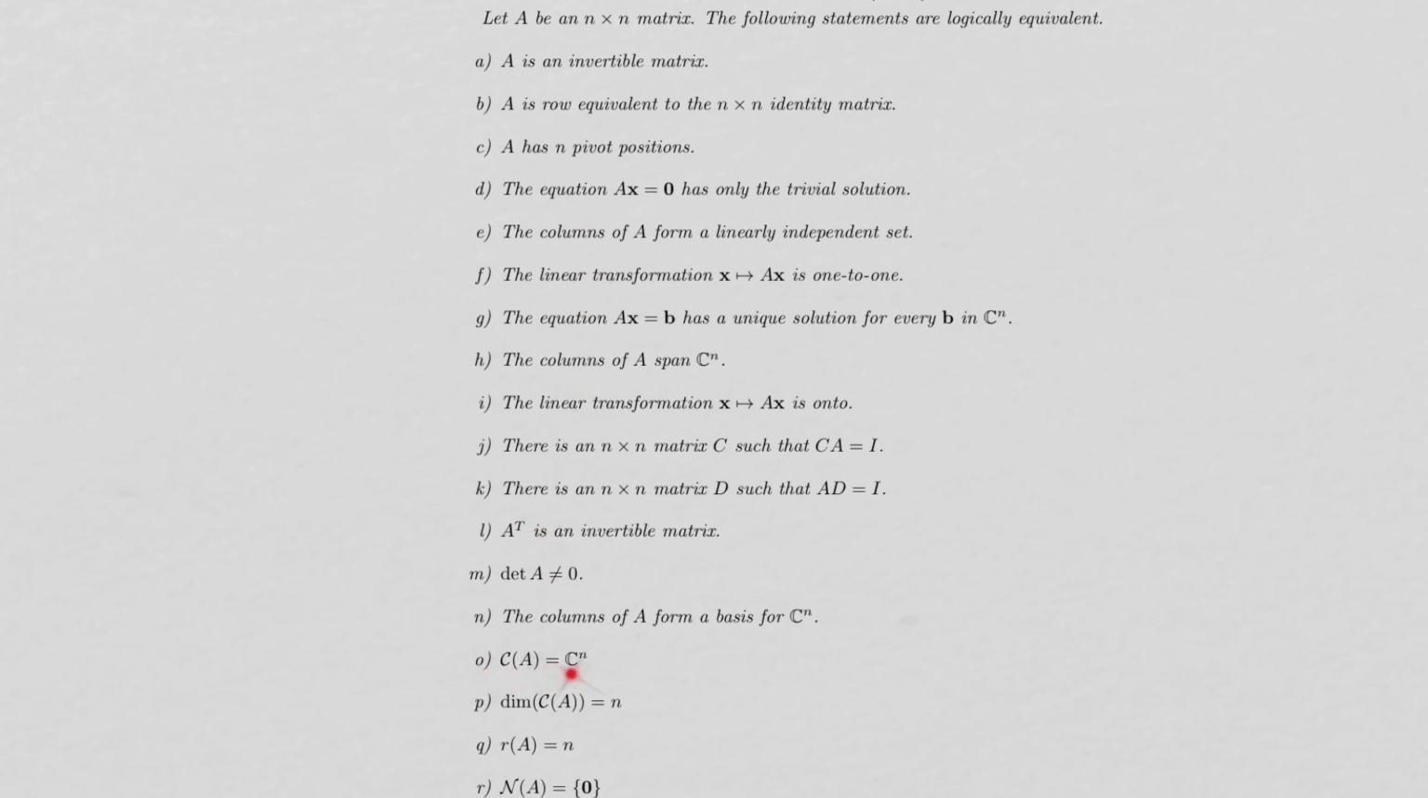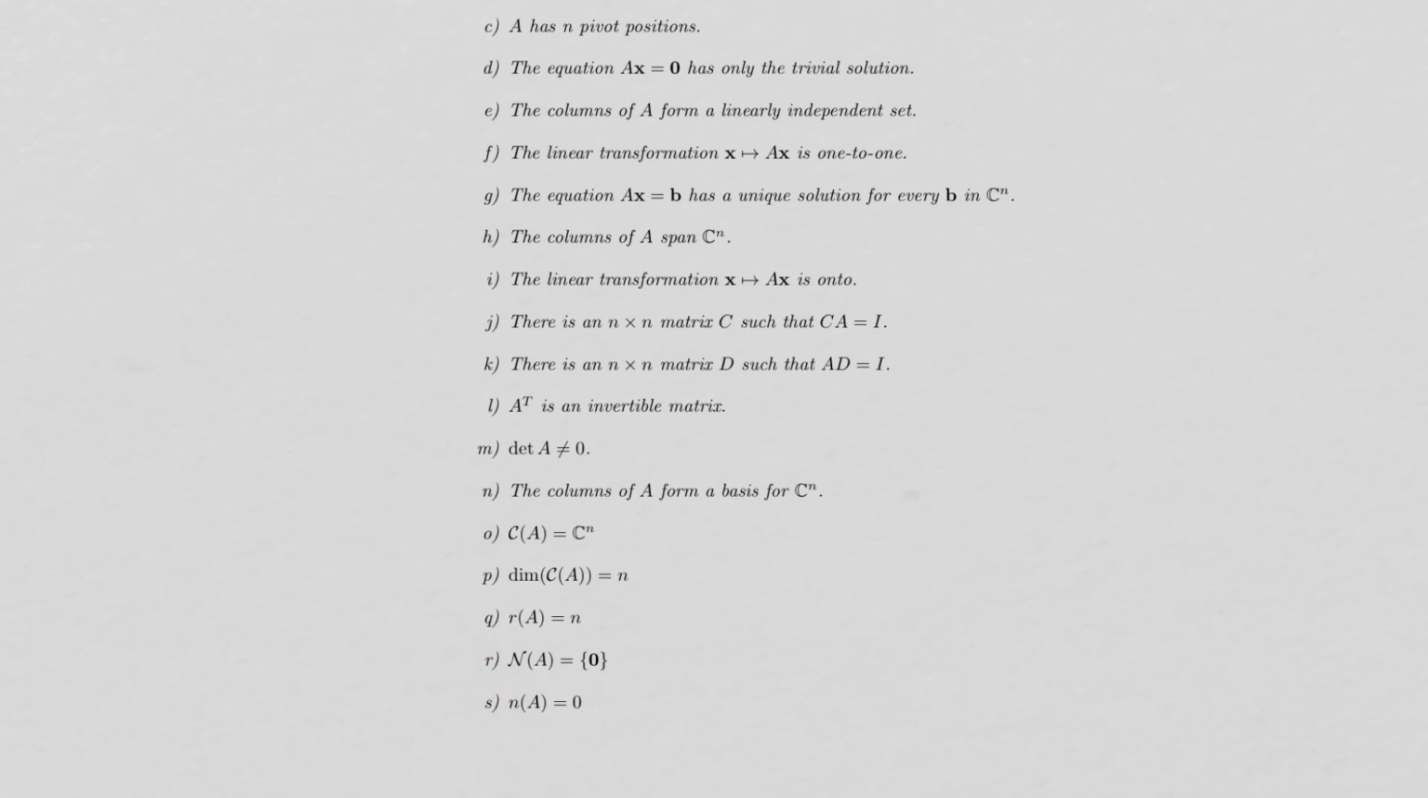For example, statement O here, that the column space is equal to Cn. Well, H says the columns of A span Cn, and the column space is nothing more than the span of the columns of A. So O is just another way to say H. The dimension of the column space is equal to n. Well, Cn is n-dimensional, so P is really just another way to say O. The rank of A is equal to n. Well, the rank of A is defined to be the dimension of the column space, so Q is just another way to say P, etc., etc. And that's what logical equivalence means here. Really, all these statements are just different ways to say the same thing.